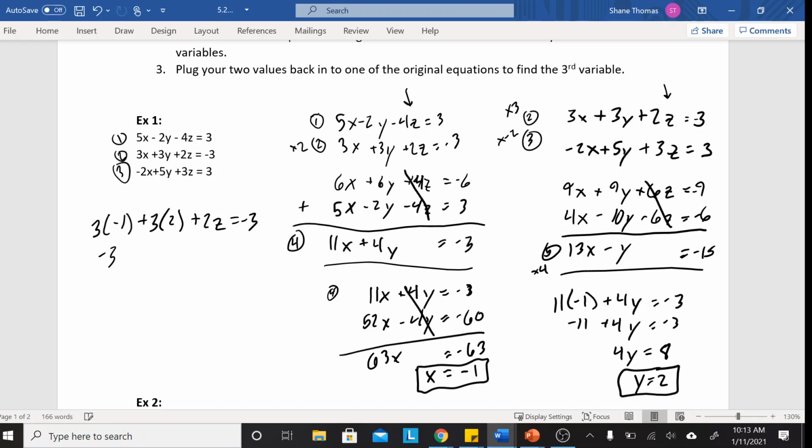This is going to be negative 3 plus 6 plus 2z. Negative 3 and positive 6 is going to be positive 3. I take a positive 3 over by subtracting. So I'm looking at 2z equals negative 6. Z is going to be negative 3. Done. If you would want to check it, you could plug it back in. You'd have to check with each one of the equations, but that's a really long process, and we're not going to do it.